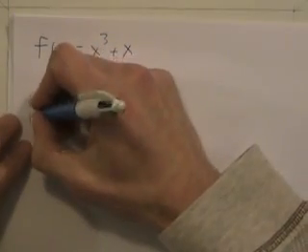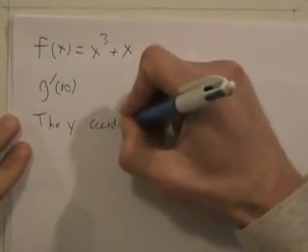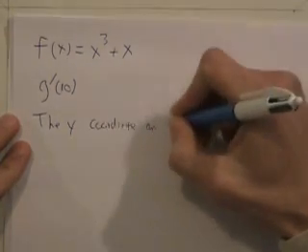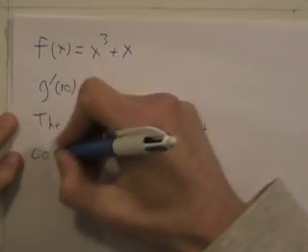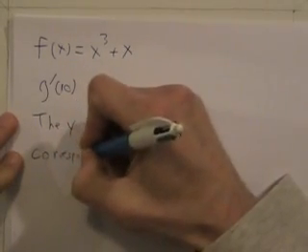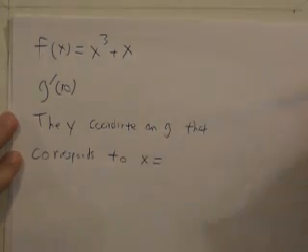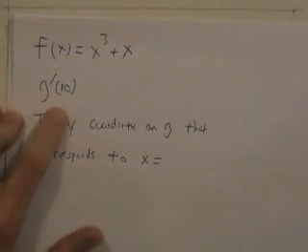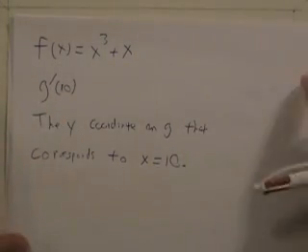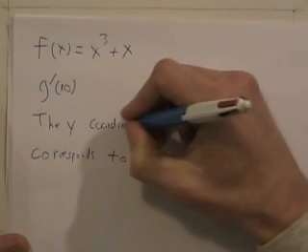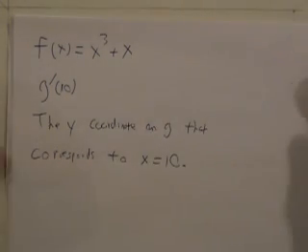You're going to need the y coordinate on G that corresponds to x equaling whatever number they gave you. So in this case, it's going to be 10. All right? You're going to need the y coordinate on G that corresponds to x equaling 10.